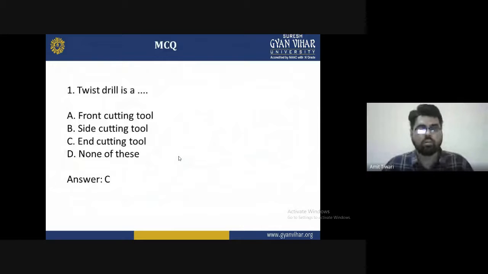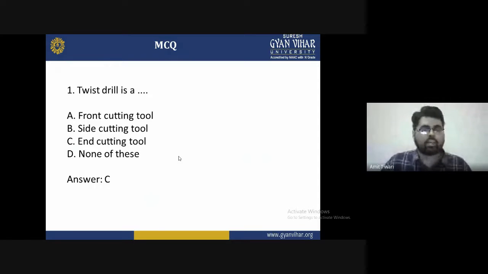Now, for example, I am asking some multiple choice questions on the drill. The first is: a twist drill is a. The options are A, front cutting tool; B, side cutting tool; C, end cutting tool; and D, none of this. So the answer is C. That is, a twist drill is an end cutting tool.